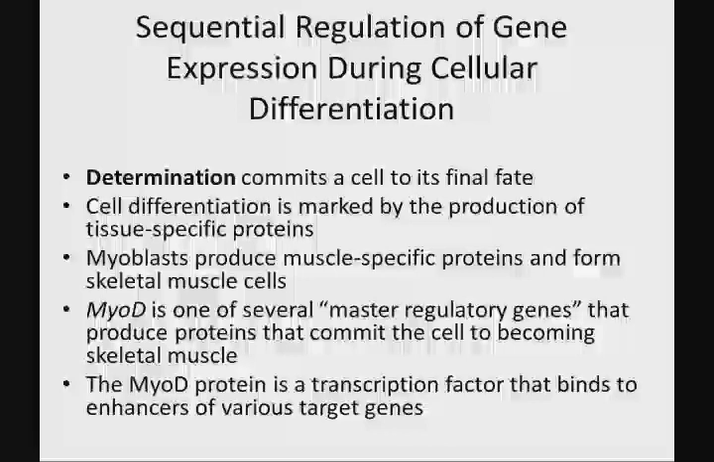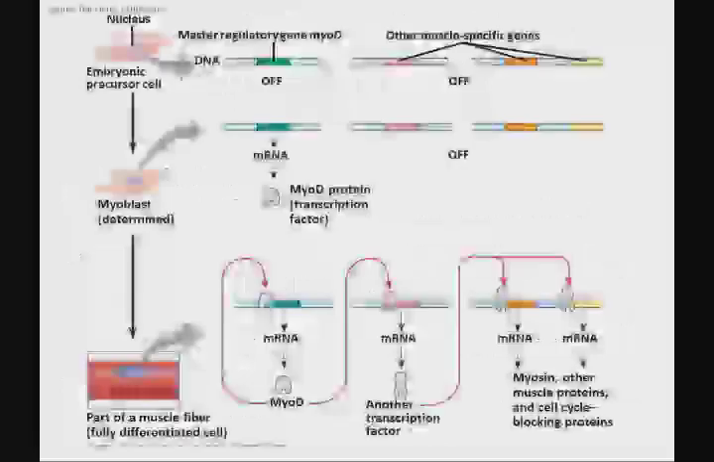So MyoD is one of these master regulatory genes. These are the genes that are going to be turned on early in cell development. They're going to push it down a particular pathway, in this case to become a muscle cell.